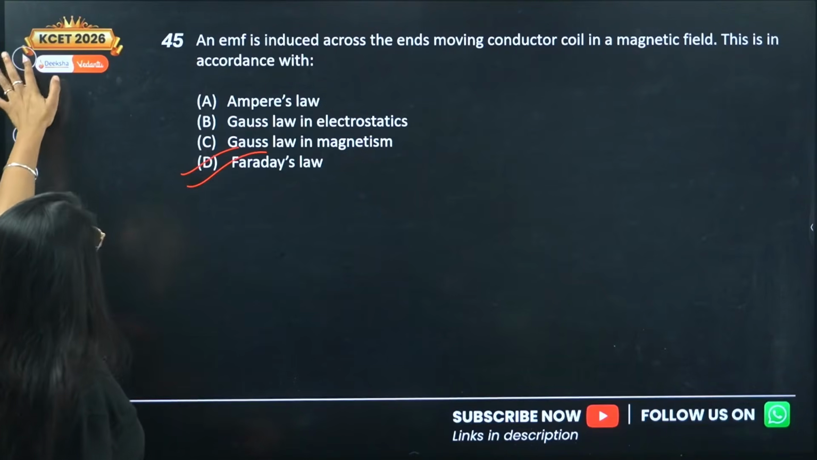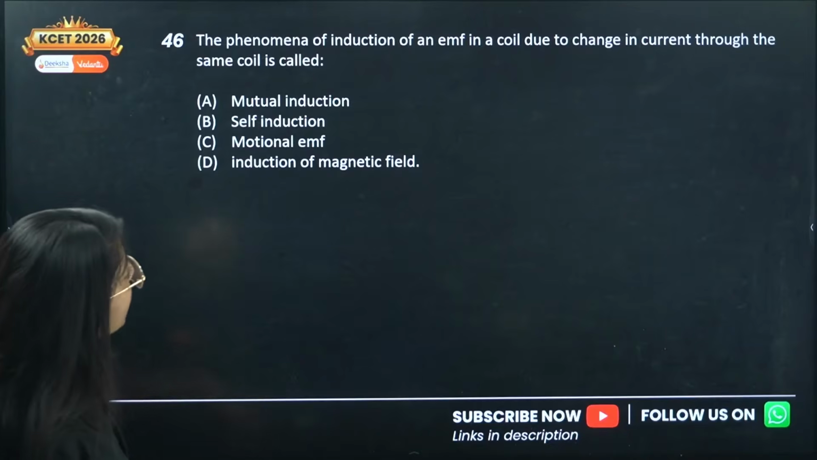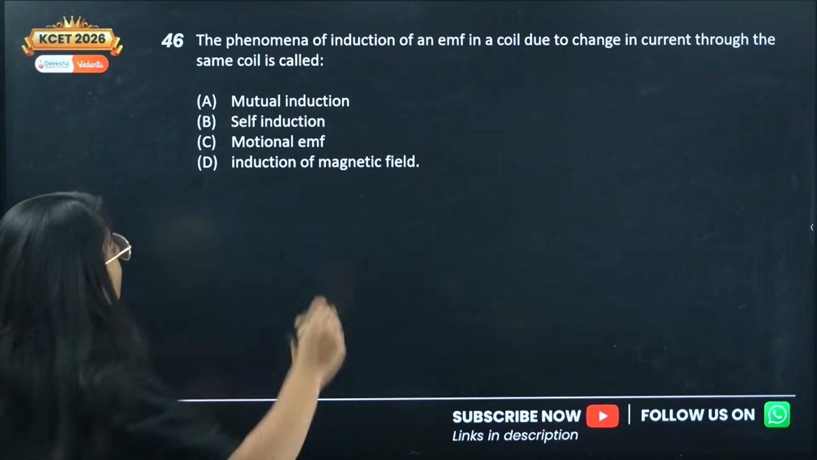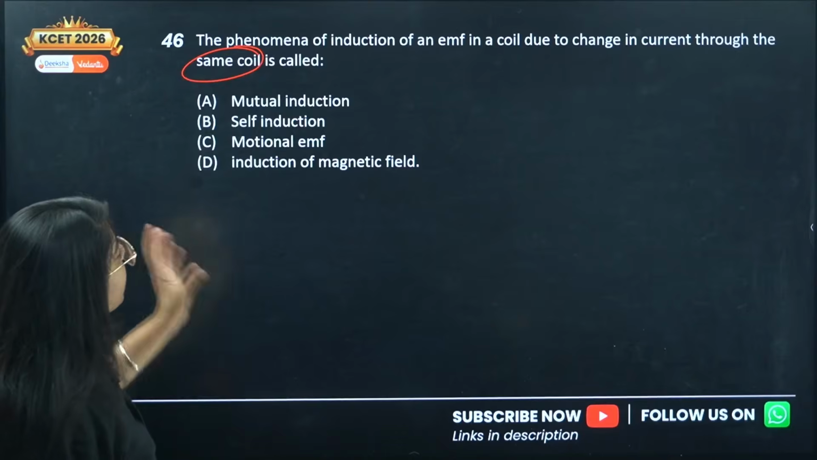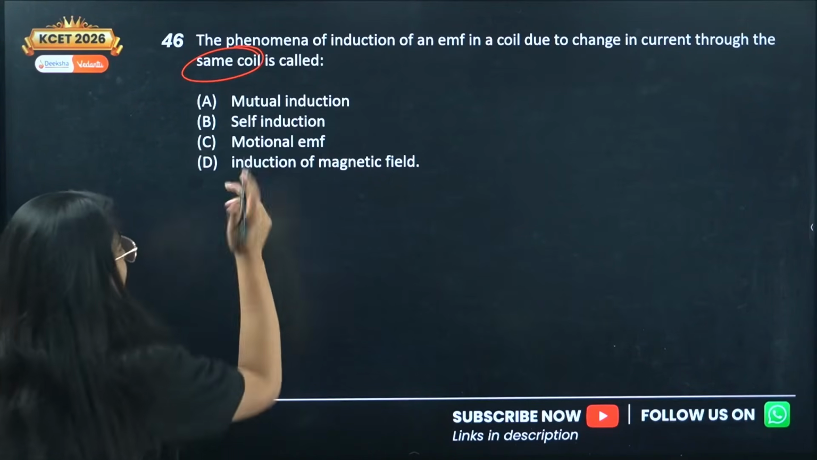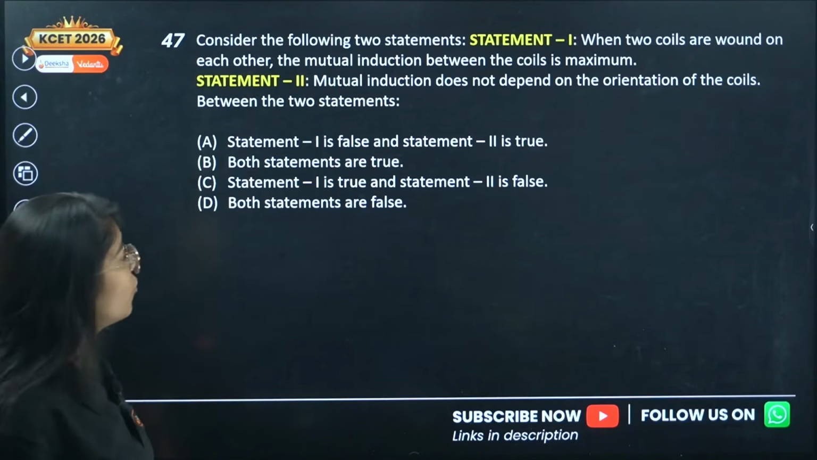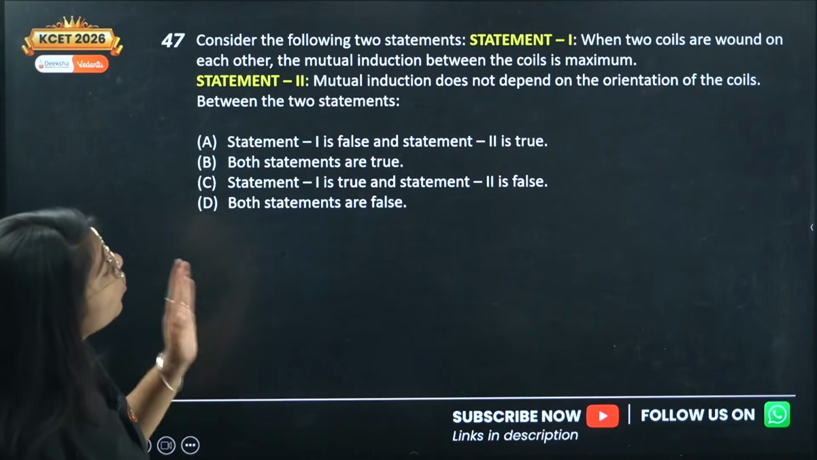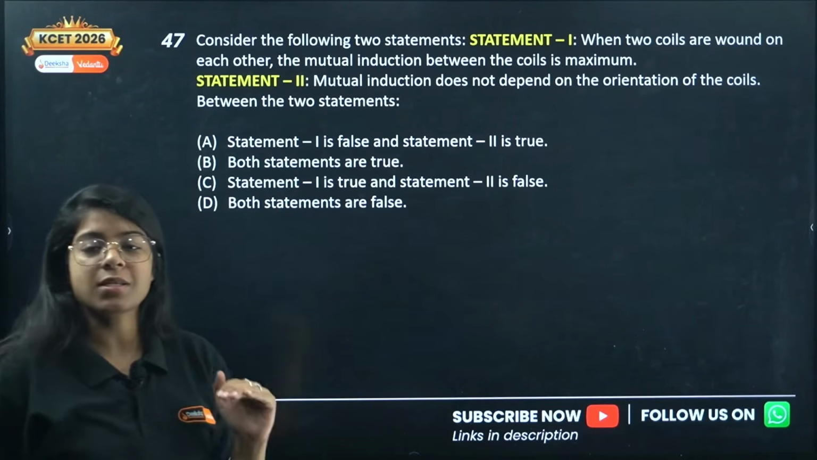Okay, 46th question says, the phenomenon of induction of an EMF in a coil due to change in current through the same coil is mutual induction, self-induction, motional EMF, induction of magnetic field. Ma'am, if the words written are same coil, it's definitely self-induction. Okay, 47th, consider the following 2 statements. Statement 1, when 2 coils are wound on each other, the mutual induction between the coils is maximum.